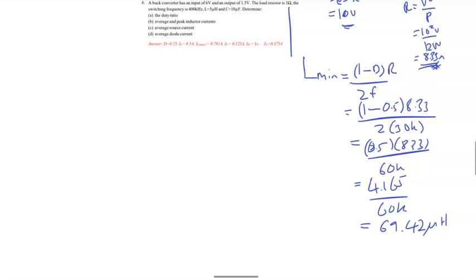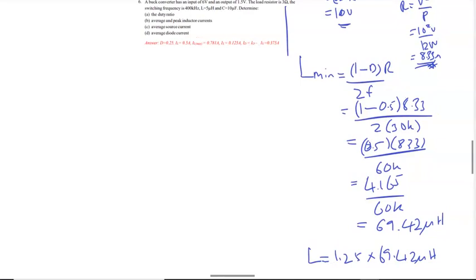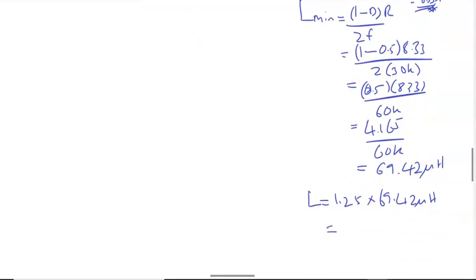Then for normal practice, this value should be increased by another 25%. So the L should be 1.25 times 69.42 microhenry, and it will become 86.77 microhenry, which is the value that you have to buy from Element14.